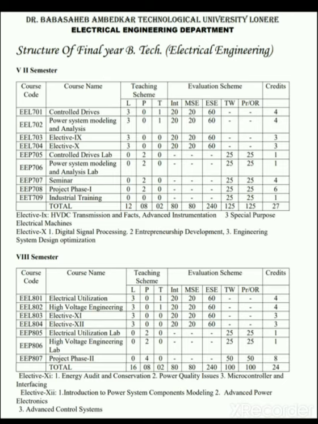So this is the syllabus structure. In that, two electives are there, elective 9 and elective 10. Here you can see special purpose electrical machine. It comes under elective 9. For elective 9 there are weekly 3 lectures and total marks are 100, which carries 3 credits. Okay, this is the syllabus structure.